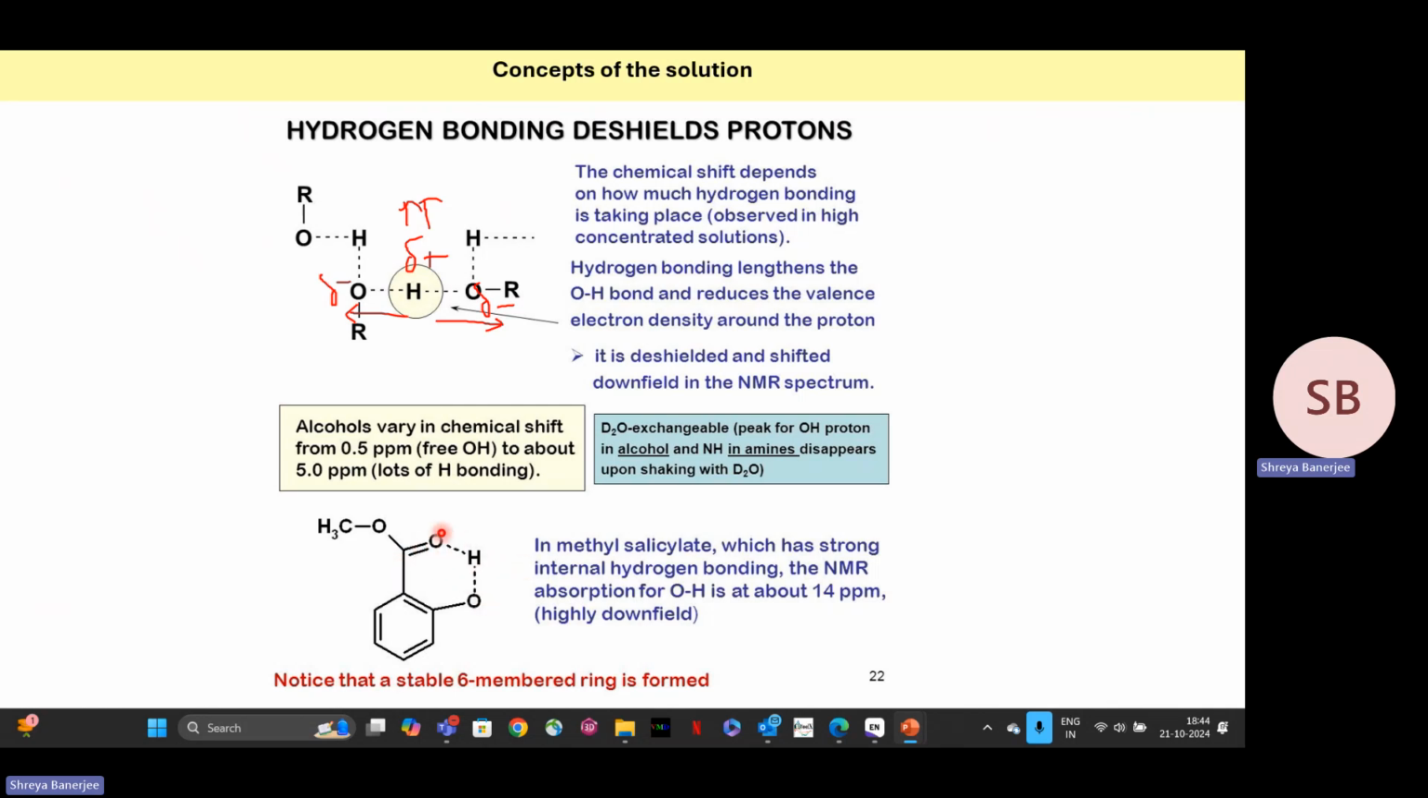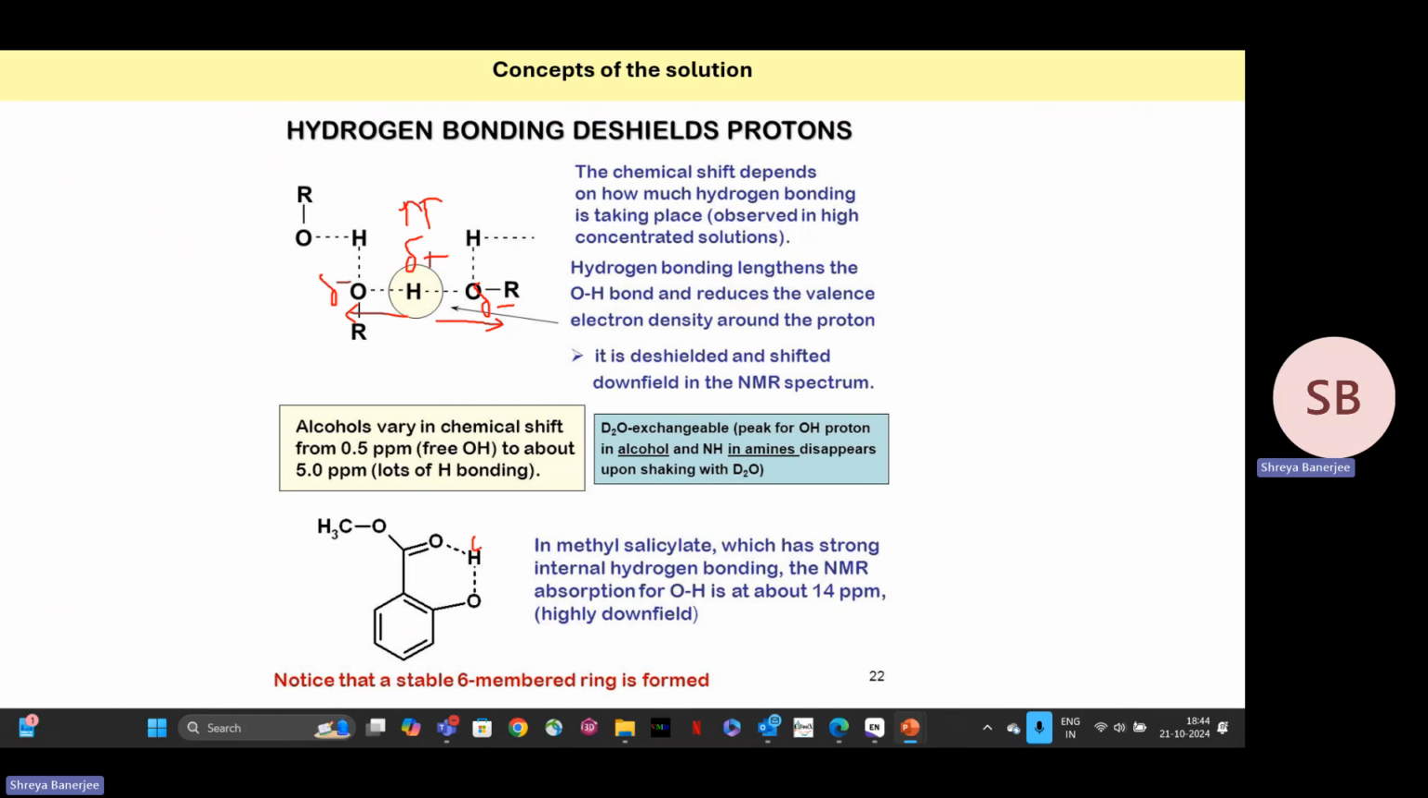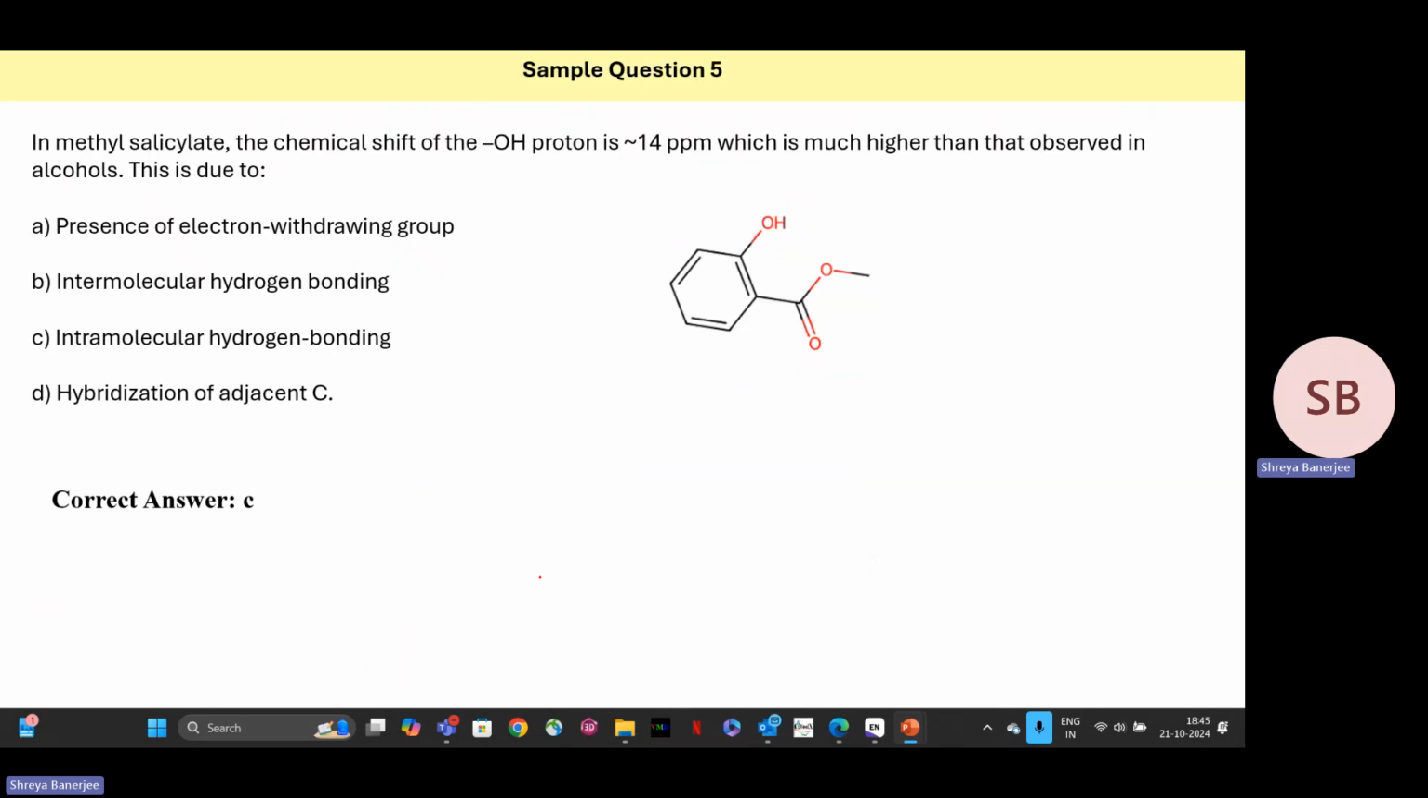Now, intramolecular hydrogen bondings are much stronger, and especially because it is forming a stable 6-membered ring, this is an even stronger hydrogen bond. Because the hydrogen bond is so strong, the delta plus of this hydrogen increases to very high extents. And because it is increasing to such high extents, the methyl salicylate hydrogen is highly downfield shifted to around 14 ppm. So the correct answer is C, that is intramolecular hydrogen bonding.